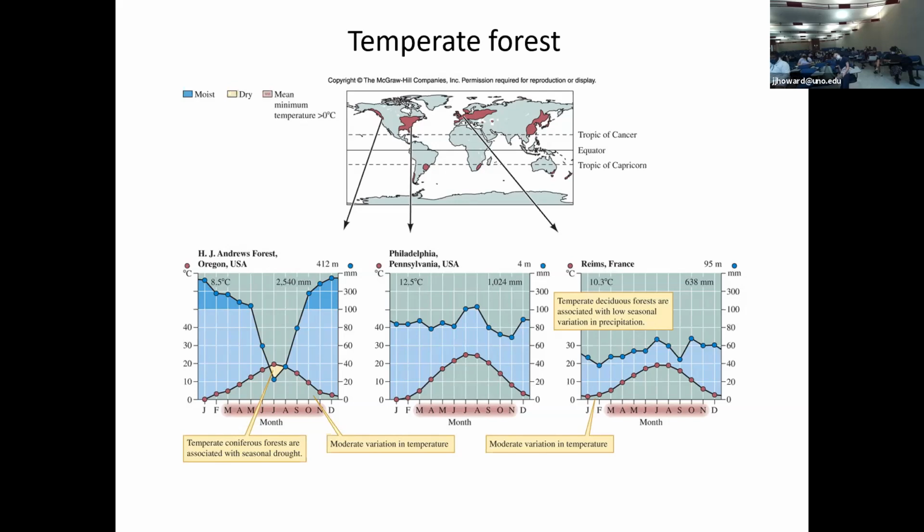If you have sandy soils, as we do in much of the South, again, moisture percolates through and is lost, and it stresses broadleaf trees. So in much of the South, the temperate seasonal forest is dominated by pines rather than broadleaf trees. So soil conditions and drought conditions can turn these temperate forests from broadleaves to conifers.